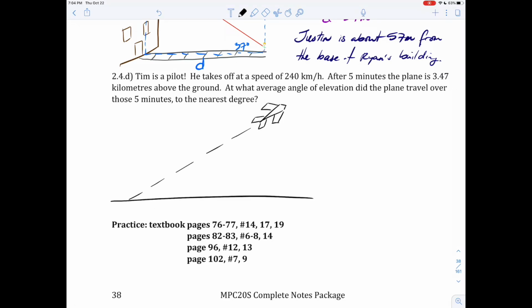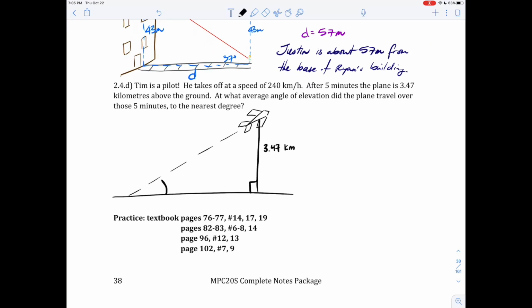Anywho, there is our plane, and we want to know at what average angle of elevation. So we want to know this angle. We need to have one more piece of information, which is the height of the plane, and luckily we are also given that height. And we know that after 5 minutes, it is 3.47 kilometers above the ground.